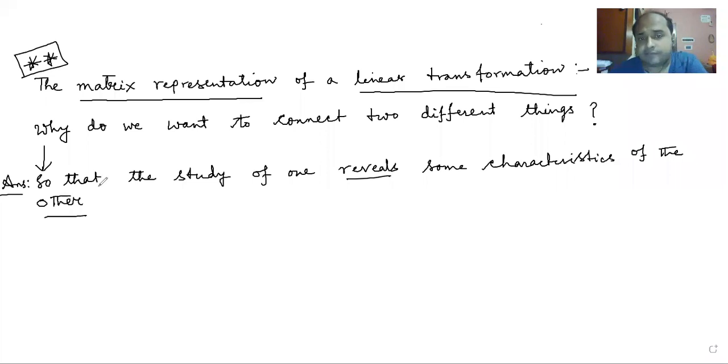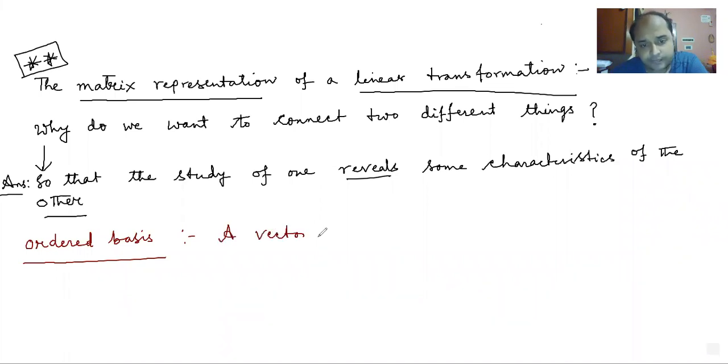Now in the definition in the book, you probably have found that they have started the section by defining ordered basis. Now what is that ordered basis? Basis? You already know that a vector space may have many bases.